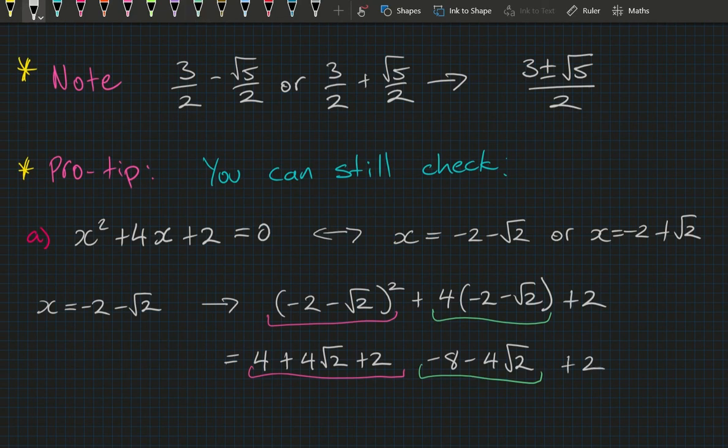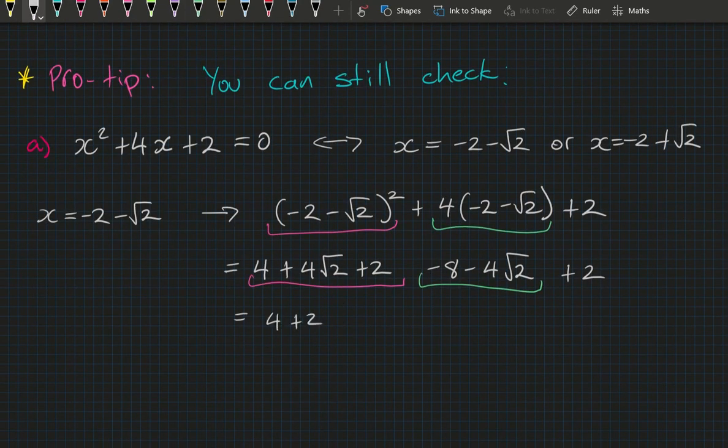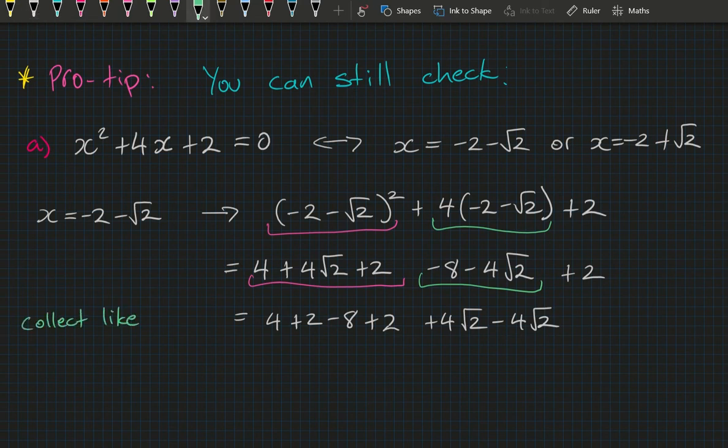Then I can rewrite that as 4 plus 2 minus 8 plus 2, plus 4 times the square root of 2 minus 4 times the square root of 2, just by collecting like surds. Of course, all the numbers equal 0, and 4 root 2 minus 4 root 2 is also equal to 0, so the whole thing is equal to 0, just as we like.